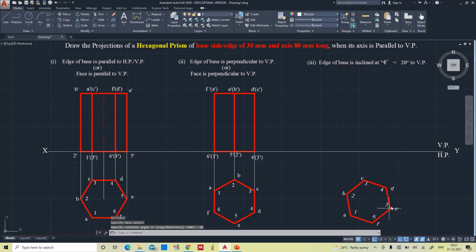Yes. Now you can check the angular. I tilted this one A. See, the angle is 20 degrees. Perfect. 20 degrees to the vertical plane. Now we'll give the projectors to the reference plane to draw the front view.